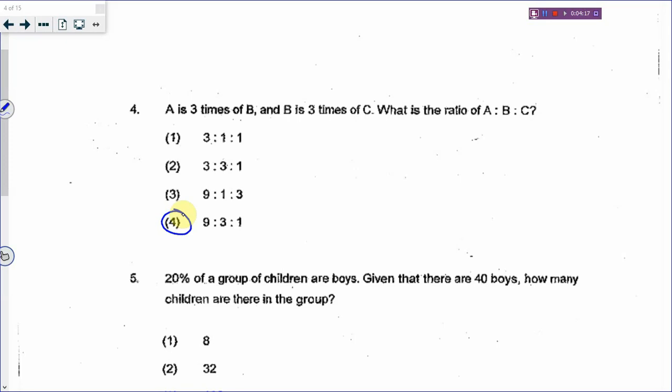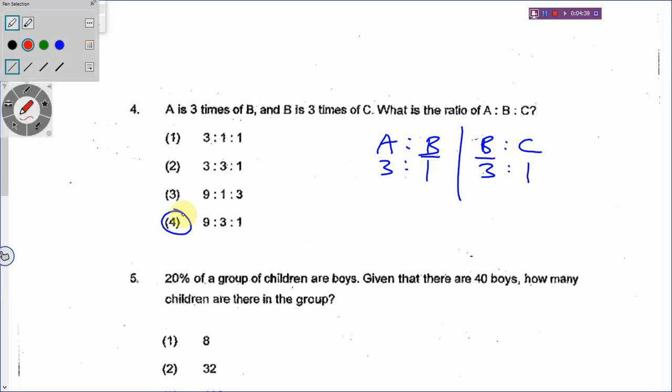So A is 3 times of B. So I can use ratio to represent the statement. A is to B is 3 is to 1. And then B is 3 times of C. So B is to C is 3 is to 1. Now, can you see the same letter? There's a letter that's repeated, but the numbers are different.